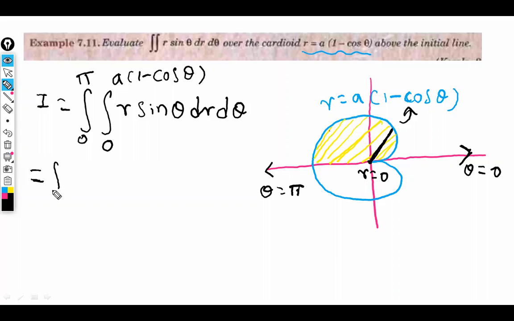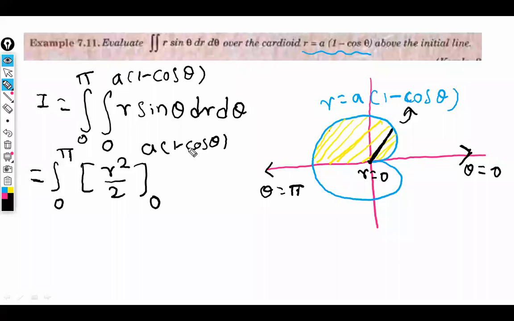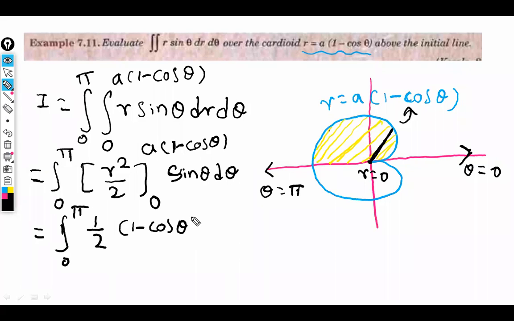Okay, sir. r square by 2. Yes, that's a simple integral. Sine theta d theta is a constant. So 1 by 2 is a constant, I will keep that inside only. 0 to pi is 1 by 2, (1 minus cos theta) bracket square, a square is also there, and sine theta d theta is there.